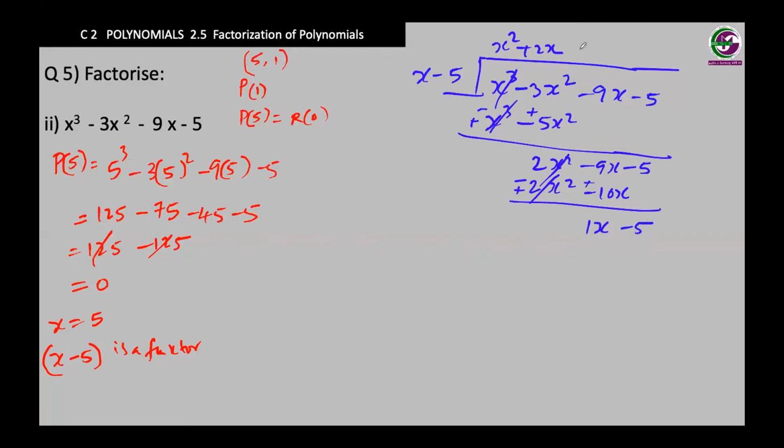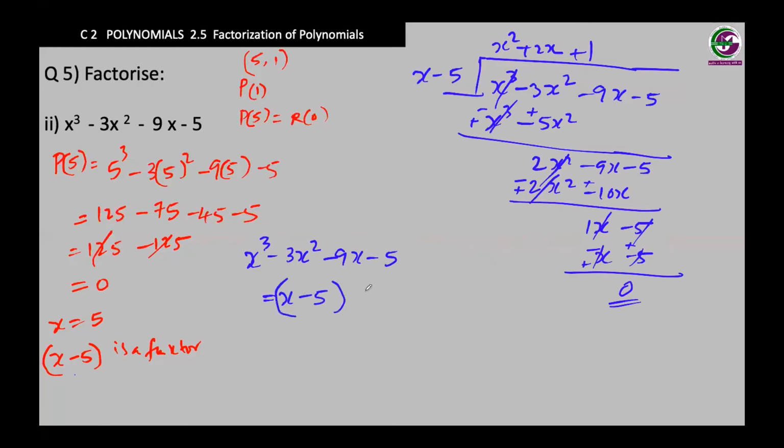x divided by x is 1. So x minus 5. We change the sign, so all of it gets cancelled. The remainder is 0, which means we can rewrite x cubed minus 3x squared minus 9x minus 5 as the first factor, x minus 5, times the quotient from the long division, x squared plus 2x plus 1.